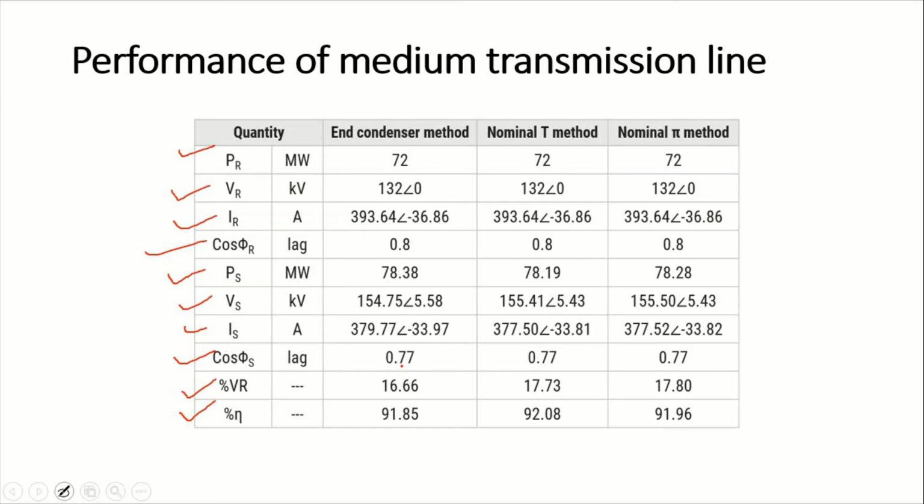Power factor is the same for all three methods. Percentage voltage regulation is lowest in the end condenser method and highest for the nominal pi method, and the percentage transmission efficiency is highest in the nominal T method and lowest for the end condenser method. This is a general comparison, not asked in your GTU exam.